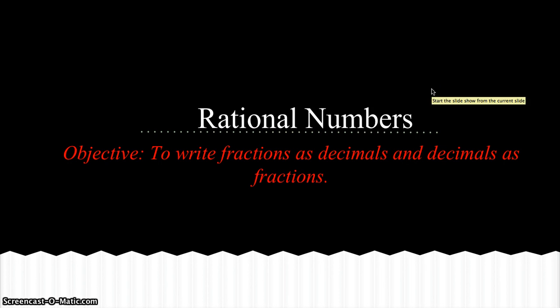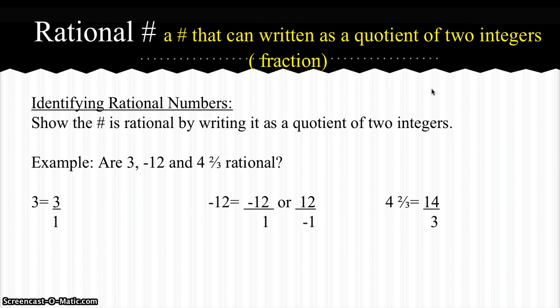Today we're going to learn about rational numbers. Our objective is to write fractions as decimals and decimals as fractions. The first thing you need to know is that a rational number is a number that can be written as a quotient of two integers, which basically just means it can be a fraction.